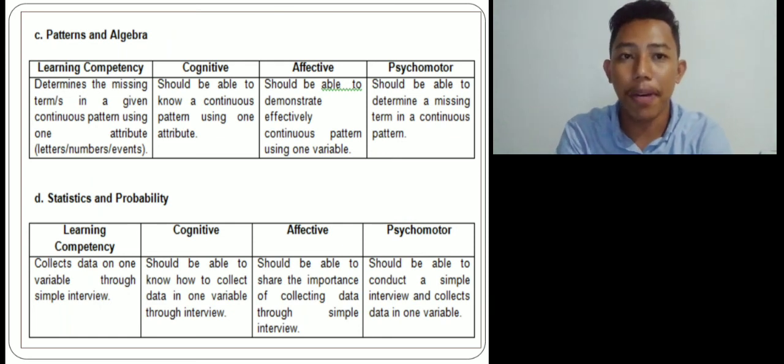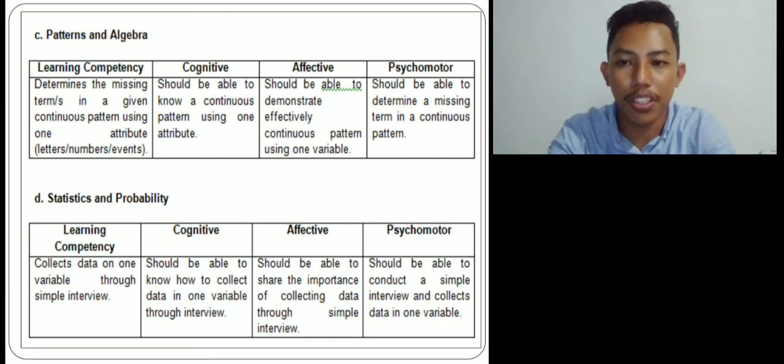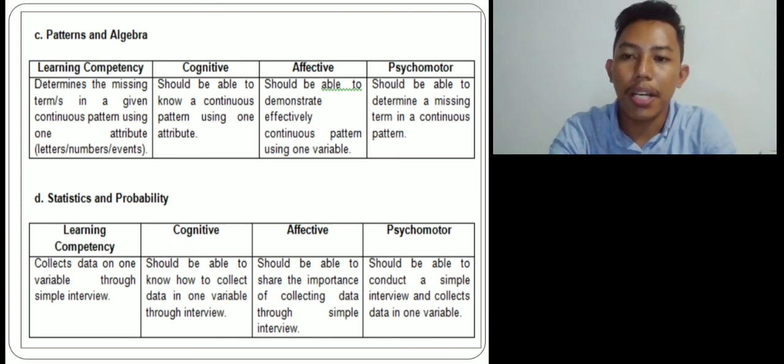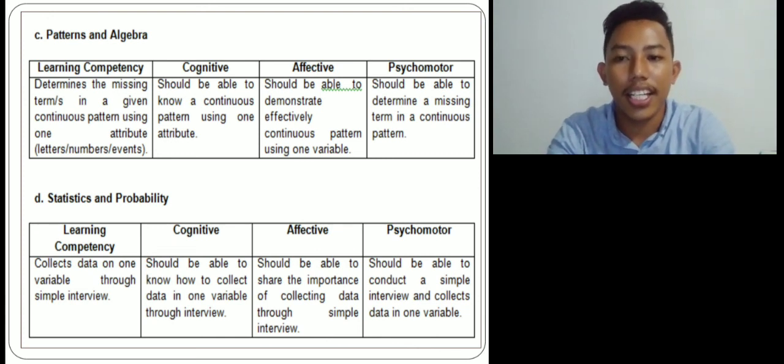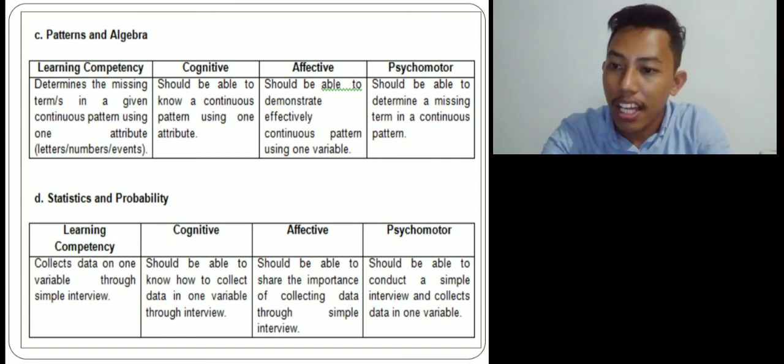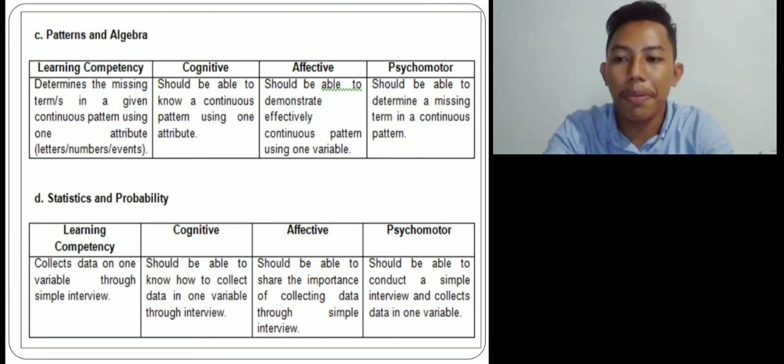The next one is patterns and algebra. Example of learning competency: determines the missing terms in a given continuous pattern using one attribute. In the cognitive domain, students should be able to know a continuous pattern using one attribute. And in the affective domain, students should be able to demonstrate effectively a continuous pattern using one variable. And in the psychomotor domain, students should be able to determine a missing term in a continuous pattern. And the next one is statistics and probability.